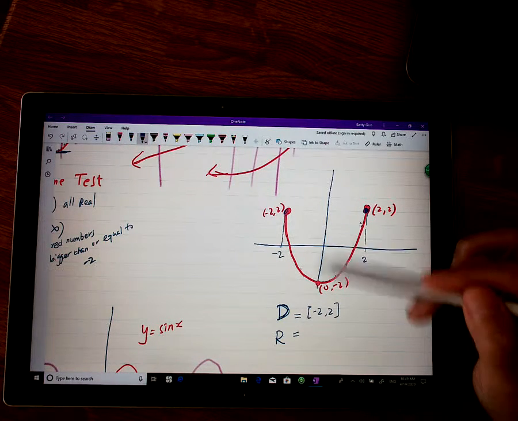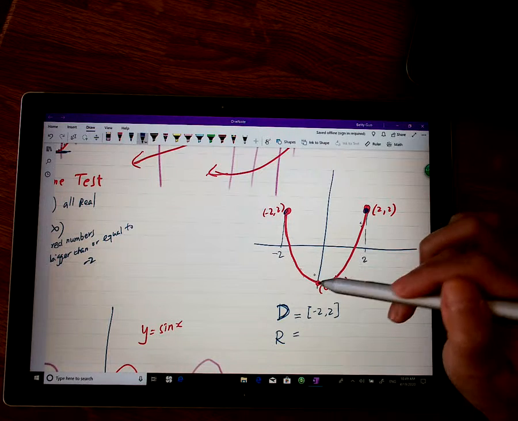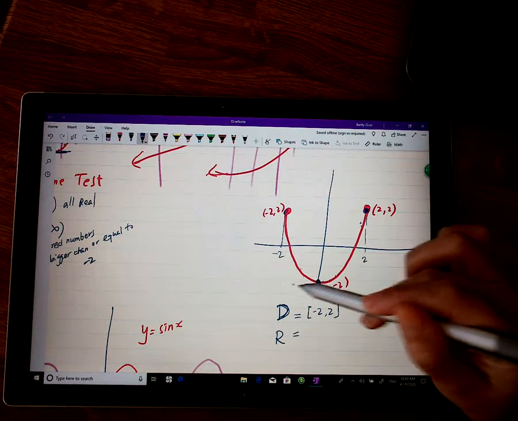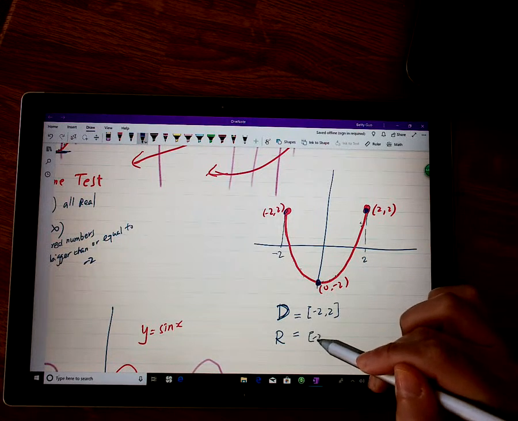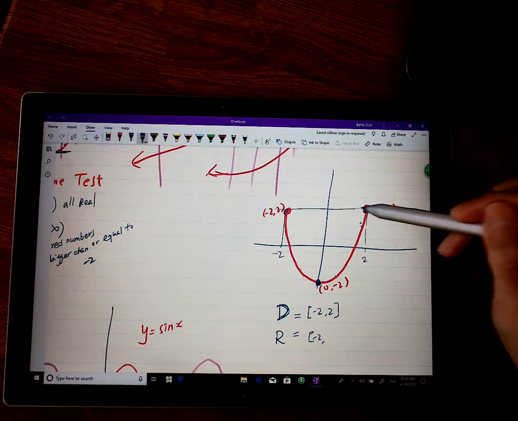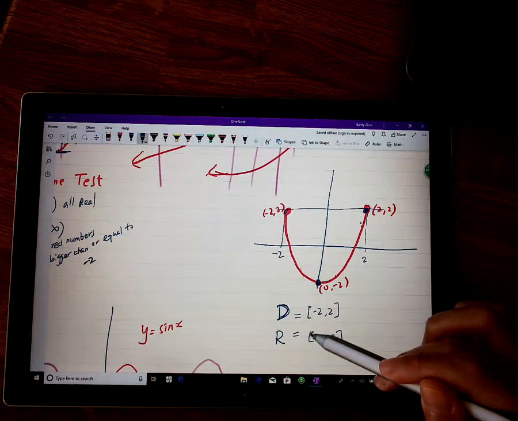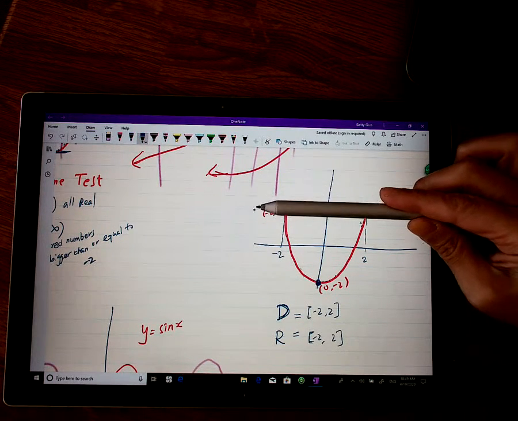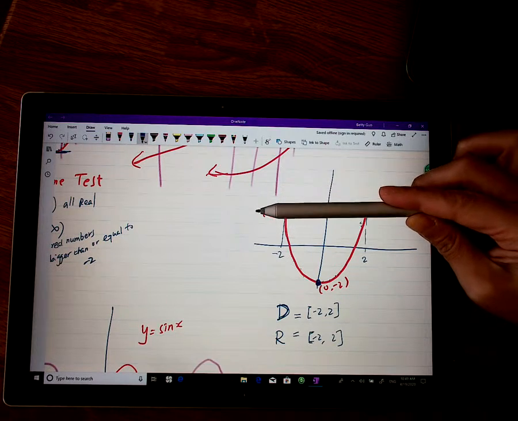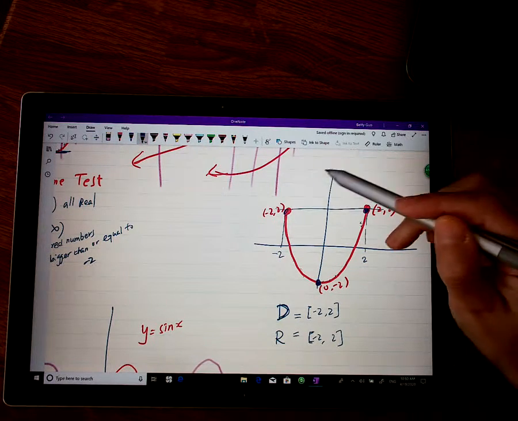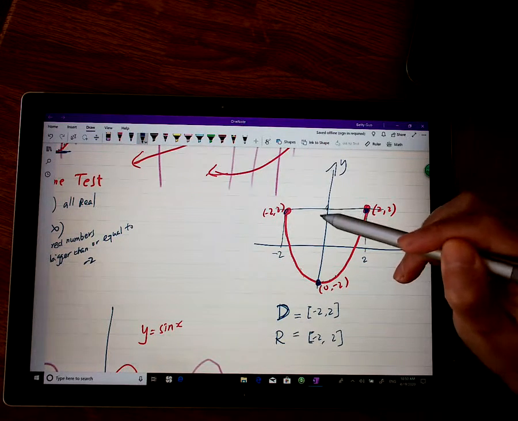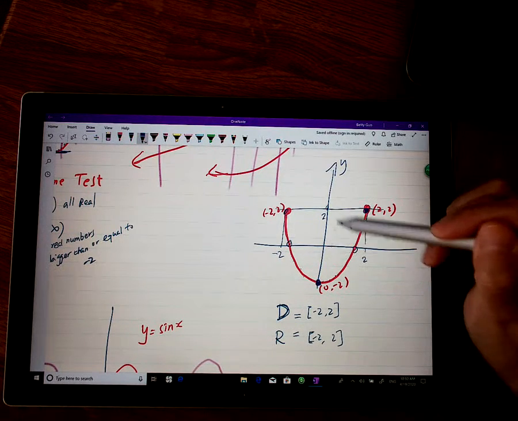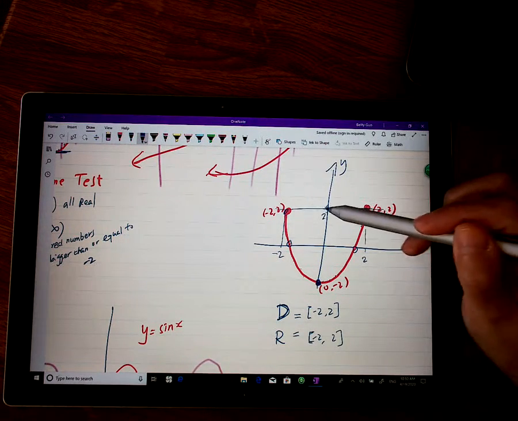Range, all the values for y. So this point has a y value -2, right? And we should understand that's the minimum value. What about the maximum value? +2. The graph doesn't go beyond y equals 2, right? So these 2 points have a y value 0. And those 2 points have a y value 2.